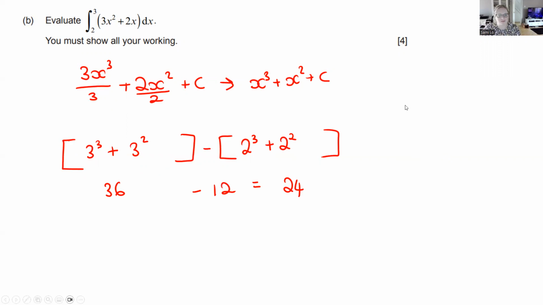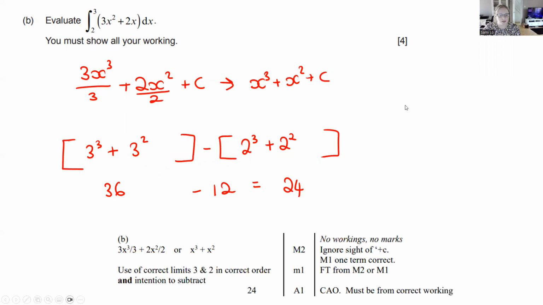Okay, now we're going to check through this and just make sure we're happy. So our first 2 marks, so we had to show workings. No workings, no marks. So please be happy with that. So we got 3x cubed over 3 and 2x squared over 2, which is what we've done. So we've got our 2 marks there. Then it says use the correct limits 3 and 2, which we've done. We've then at this point ignored the c because we don't need it. And then taken them away from each other, which gave us our 24. So all finished on that question. So that's another 4 marks done. Well done.